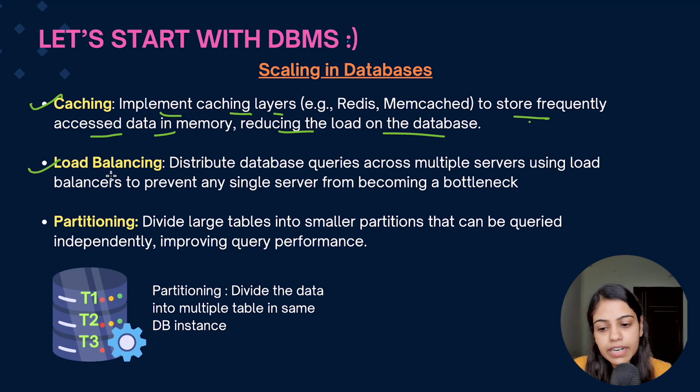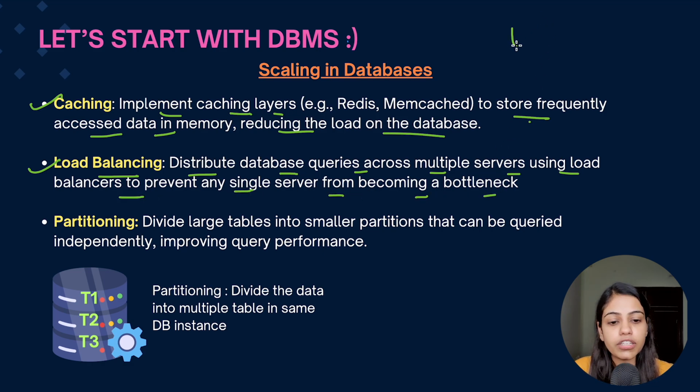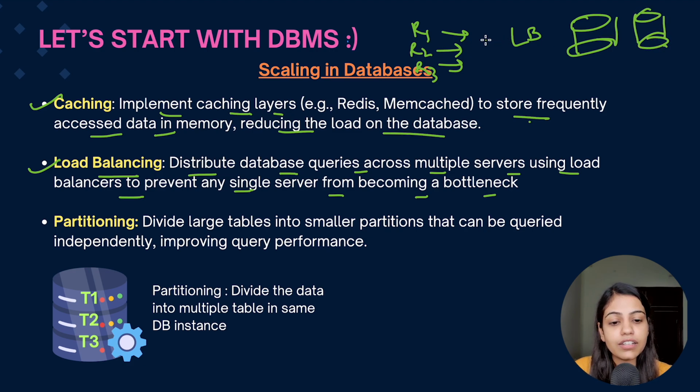Now coming to the next one, that is load balancing. So distribute the database queries across multiple servers using a load balancer to prevent any single server from becoming a bottleneck. So what the load balancer does is, if there are multiple requests coming into our system, R1, R2, R3, the load balancer decides which particular request will go to which particular server, so that there is no one particular server which becomes a bottleneck for anything.